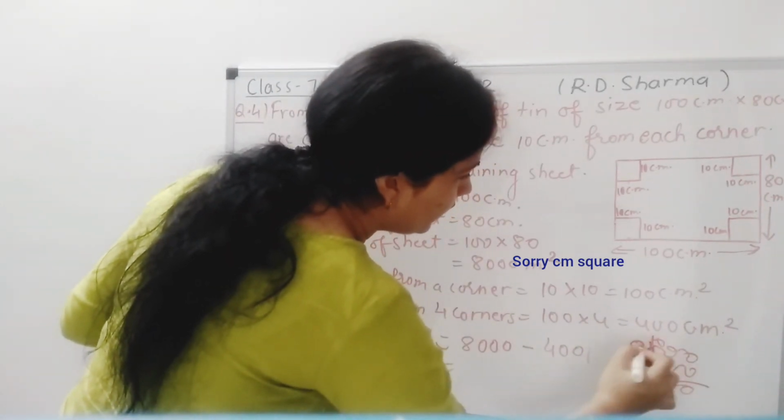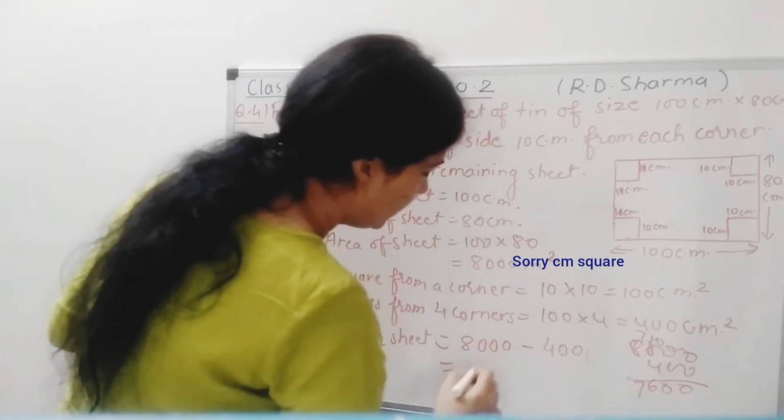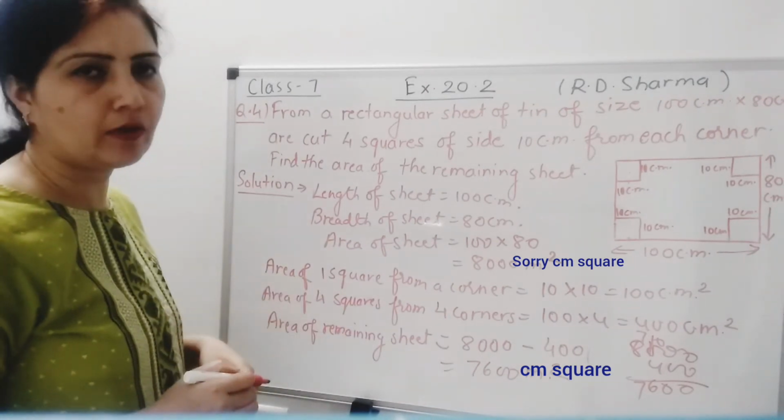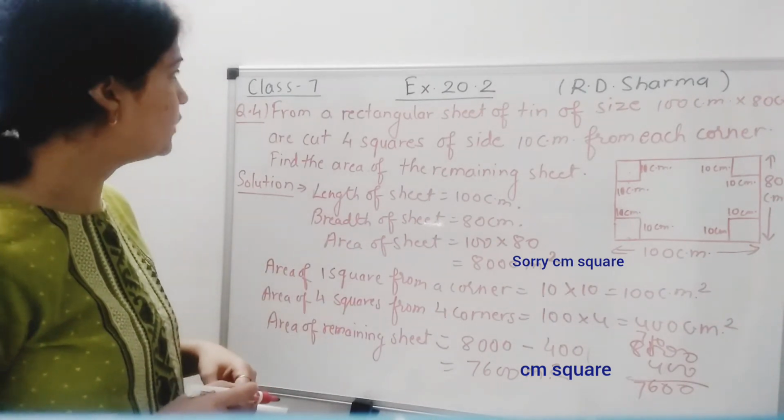It will be 7,600 meter square. So it was very easy, that's why I have done it very fast. Okay, now we will see the next question, guys.